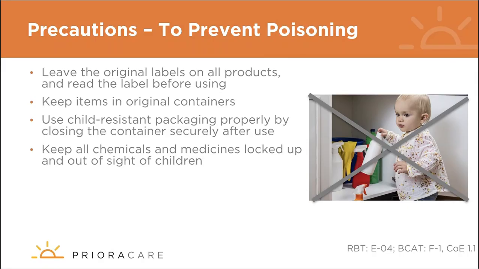Here are some additional precautions to prevent poisoning. First, make sure to leave the original labels on all products and read the label before using. Also, keep the items in their original containers. Use child-resistant packaging properly by closing the container securely after use. Finally, keep all chemicals and medicines locked up and out of sight of children.